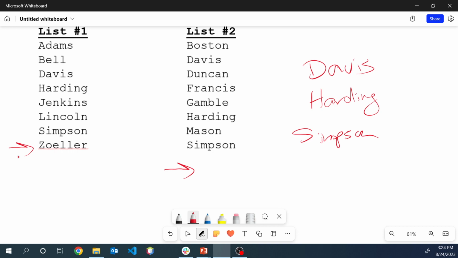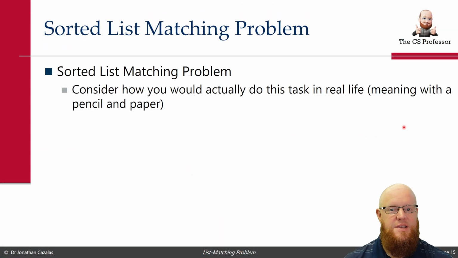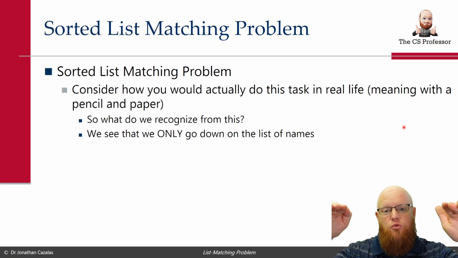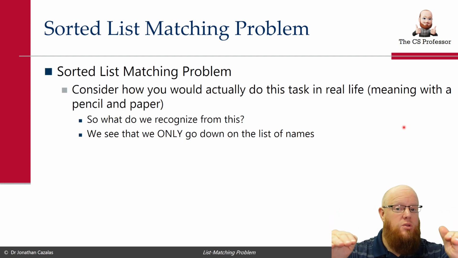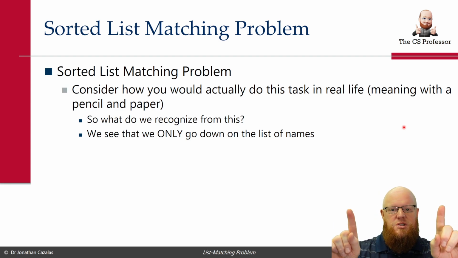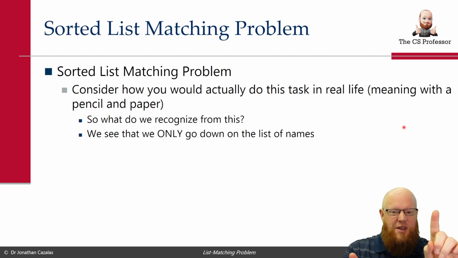So in real life, the way you would do this is completely different than what we just asked the computer to do. So what can we actually take away from this? What do we recognize? In that algorithm, we were really only going down those two lists of names. We were only moving downward, right? So if one was smaller, we moved its pointer down. It was still smaller, moved its pointer down. We moved our finger down.